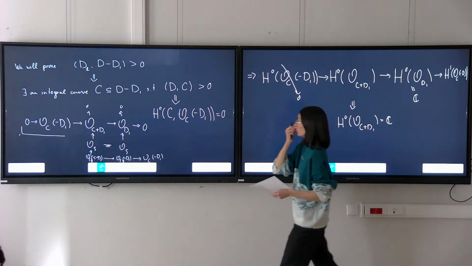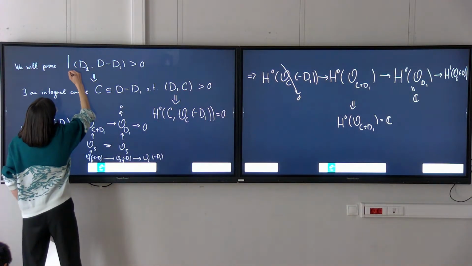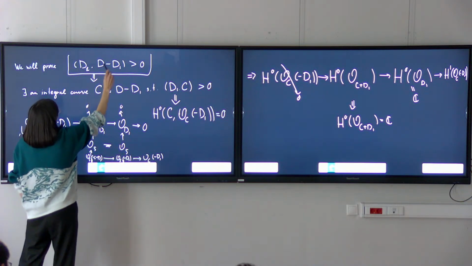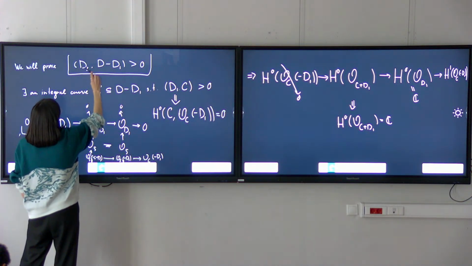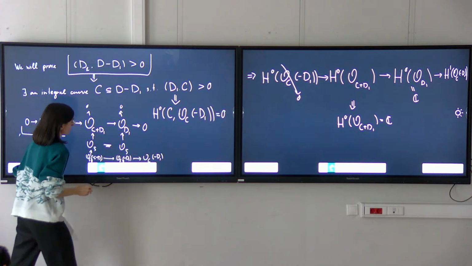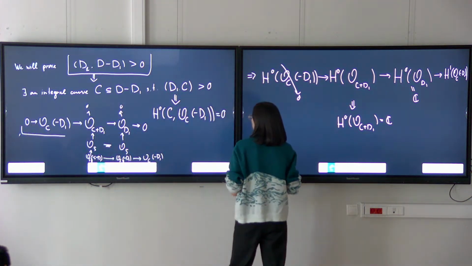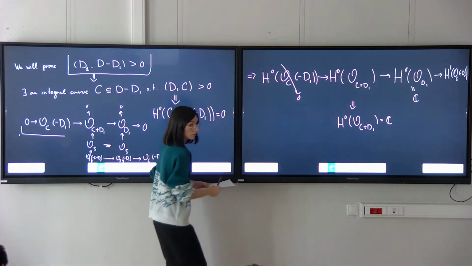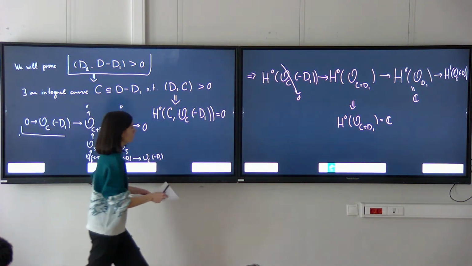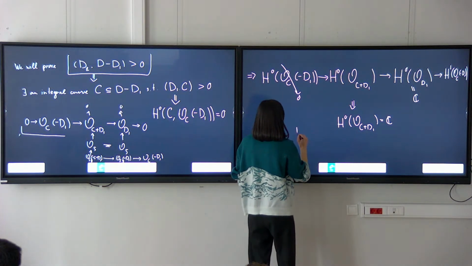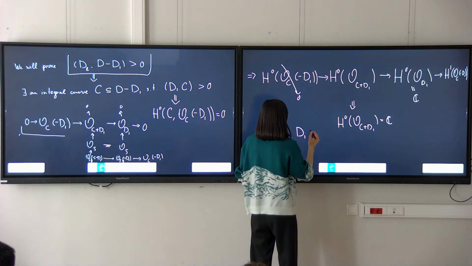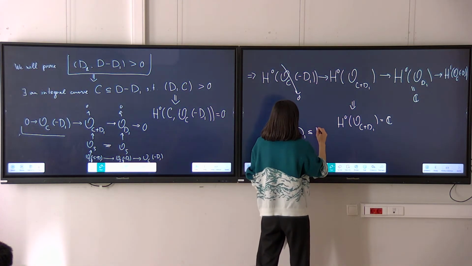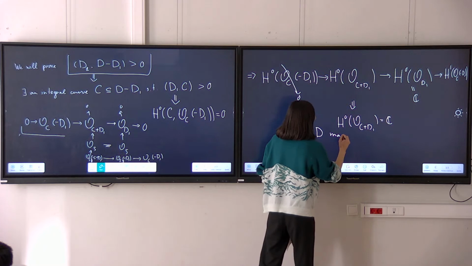So the last statement that we need to prove is this one. So in fact, that we have positive self-intersection of D1 and D minus D1. And this follows from the Hodge index theorem. Wait, what follows from this? Let me remind that we suppose that D1 in D was maximal subdivisor.